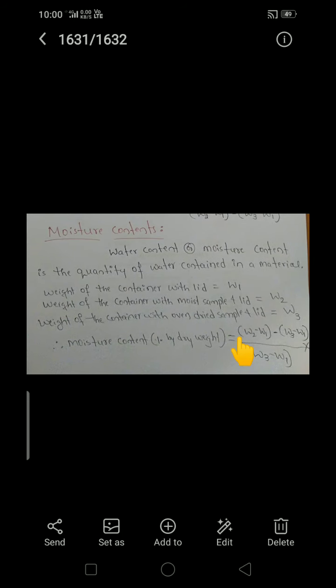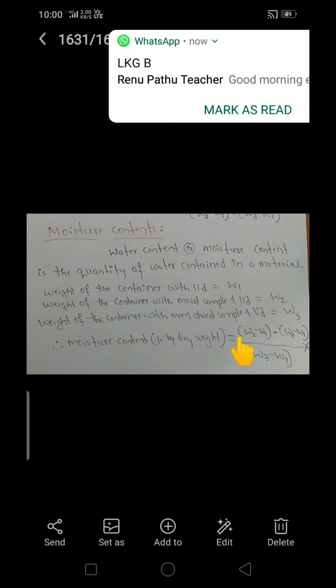So next is the moisture content. Moisture content is nothing but the amount of water present inside the aggregate. Okay, so it is very necessary to determine the amount of water present inside the aggregate or in any sample, because it will affect the workability of the concrete. And once again, it will affect the batching also. Batching, I will tell you what batching is.